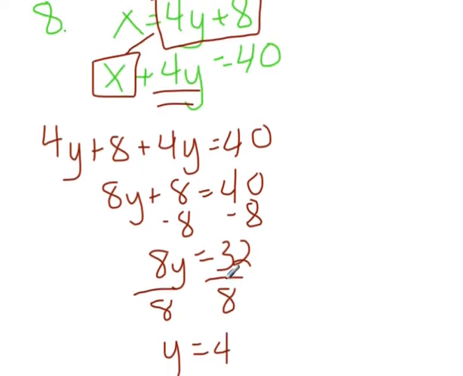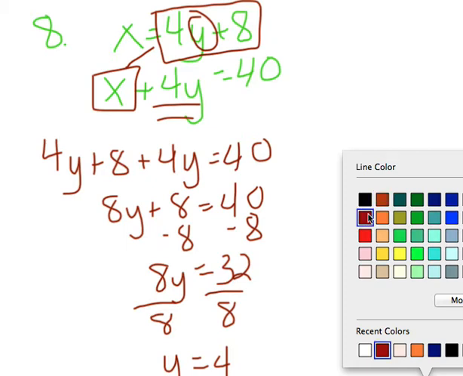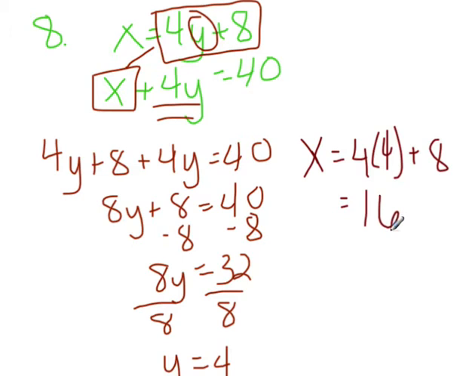I know y is equal to 4, so I'm going to plug in 4 for y right there. So then I'm going to get that x is equal to 4 times 4 plus 8. Now we're looking for that larger number. So we get 16 plus 8, and we get that x is equal to 24. So the larger of the two numbers is 24.